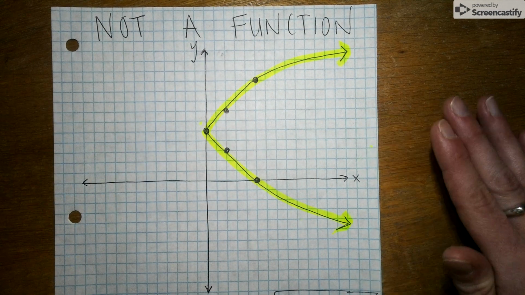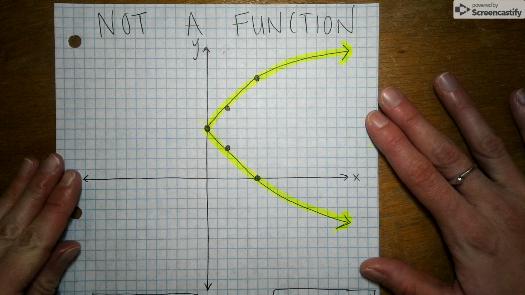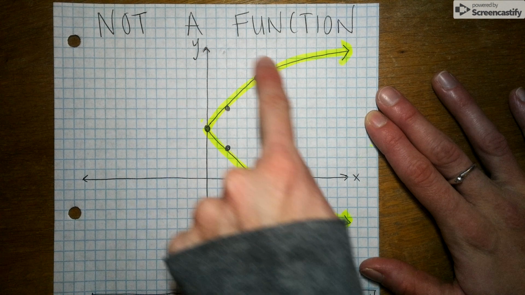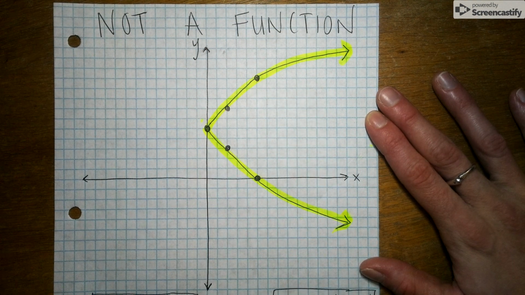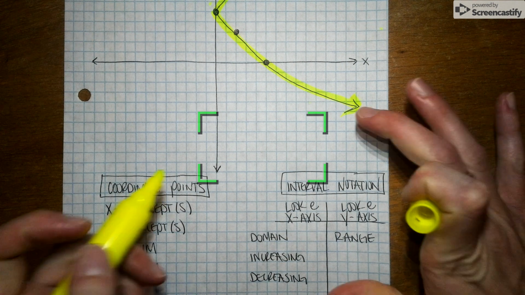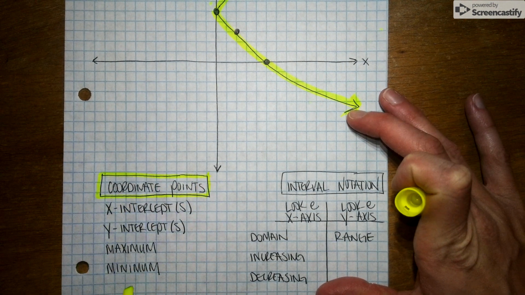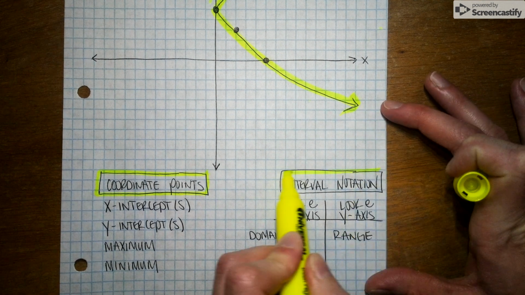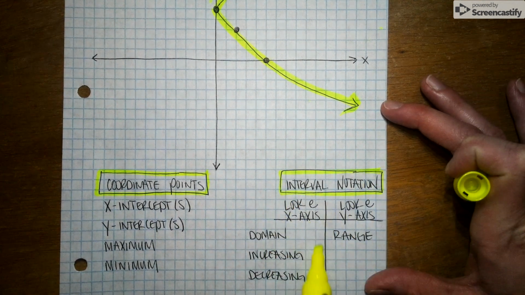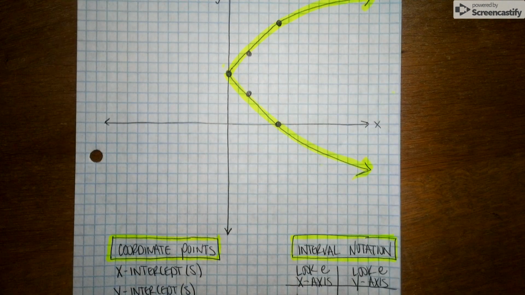Therefore, I want you to go ahead and pause the video at this time so you can graph this not function graph, as well as exactly what I had you do before by having the coordinate points, those key features listed on the left, and then the interval notation key features listed on the right. So go ahead and pause me so you can do that.